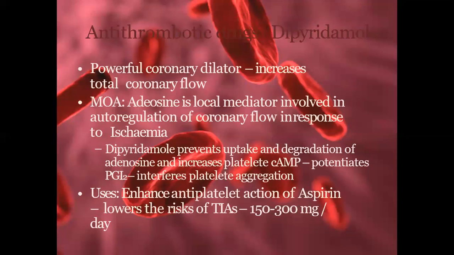The antithrombotic drug dipyridamole is a powerful coronary dilator which increases the total coronary flow. By which action does this work, what is the mechanism of action? Adenosine is a local mediator involved in autoregulation of coronary flow in response to ischemia. Dipyridamole prevents uptake and degradation of adenosine and decreases the platelet cAMP, which potentiates the PGI2, which interferes with platelet aggregation. So the use of dipyridamole is to enhance the antiplatelet action of aspirin.